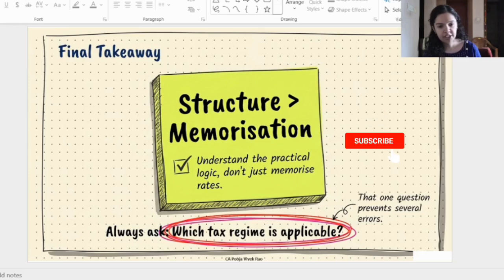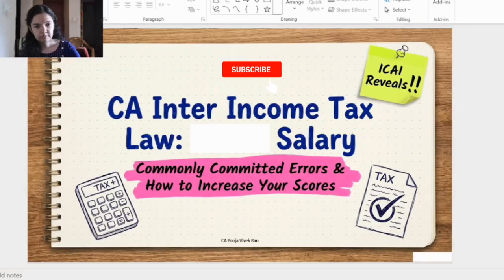Also remember to understand the background and practical logic behind the provisions, rather than simply memorizing the rates and the limits. So that's how you can approach the salary chapter more effectively and avoid some of the commonly committed errors highlighted by the ICAI. So if you are preparing for the CA Inter exam, make sure you revise the regime-wise differences, practice the important practical areas, and keep one-page summary for quick revision.